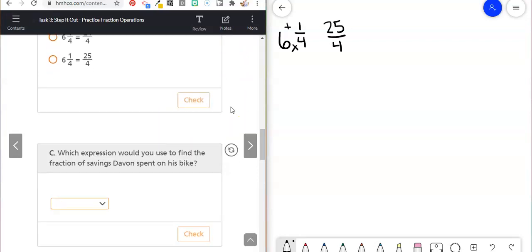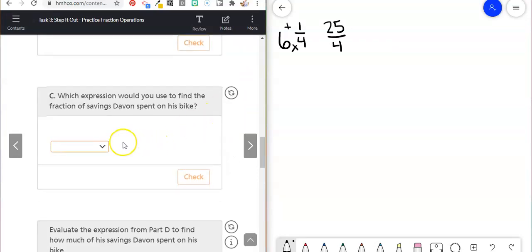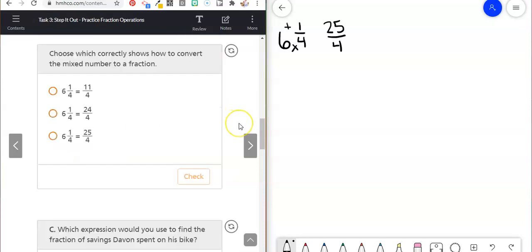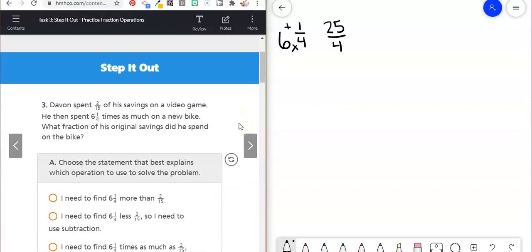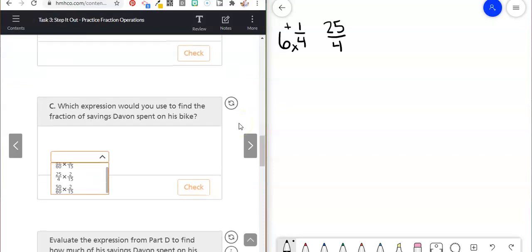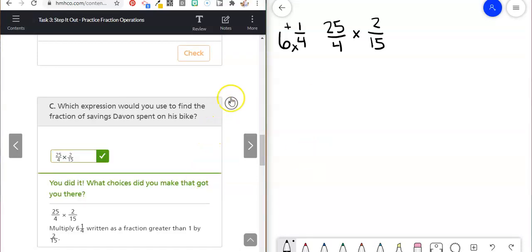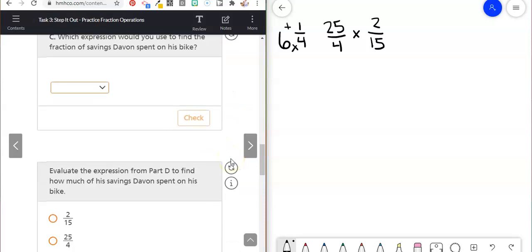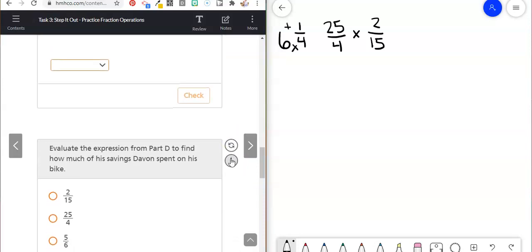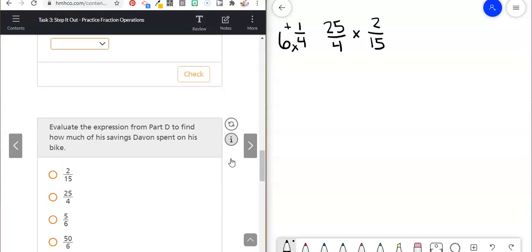Which expression would you use to find the fraction of savings Davon spent on his bike? So it's going to give us some options here. And we're going to take the 25 over 4. And our other fraction was 2/15. So I'm going to take 25 over 4 times 2/15. I'm going to check it. And there we go. So these steps are breaking down one little problem into a bigger problem for you so you can understand what's going on.